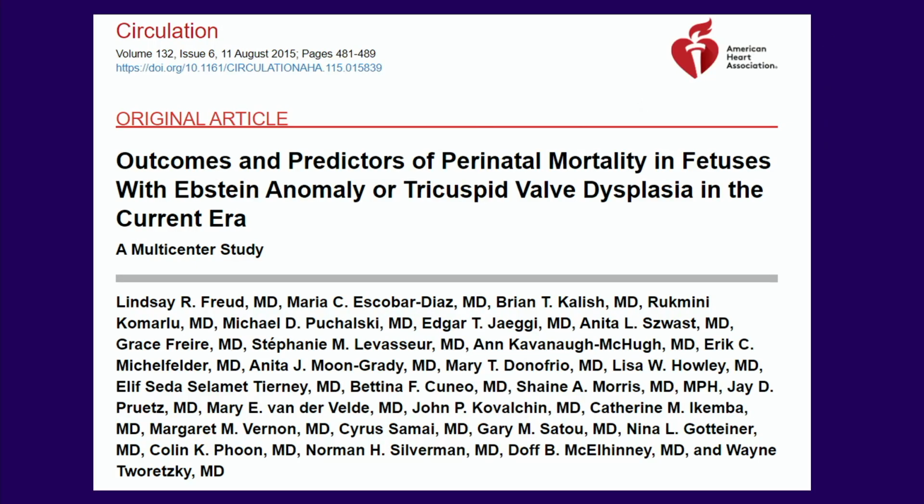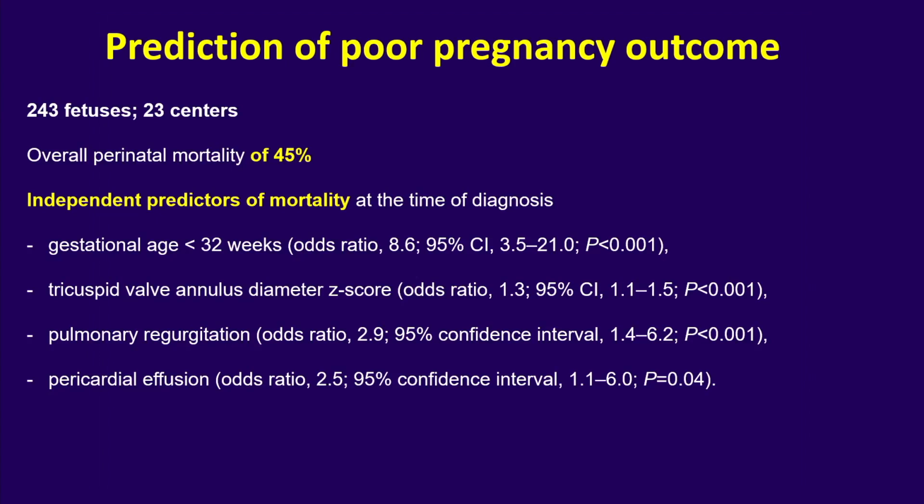Overall, there are lots of papers and data out there that show the outcome and how to predict the outcome when we deal with cases of tricuspid dysplasia and Epstein anomaly. This is a multi-center study published recently that included 243 fetuses from 23 centers around the US and Canada. Here you can see that the study showed pretty much the same data that was published before, that the overall prenatal mortality, or survival, is about 50%.